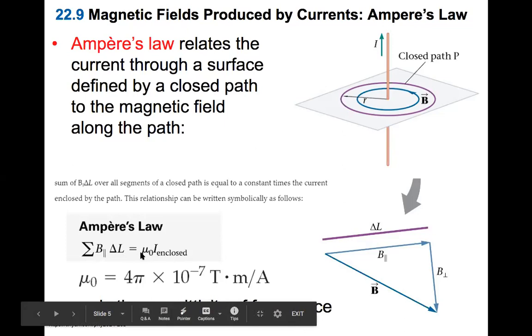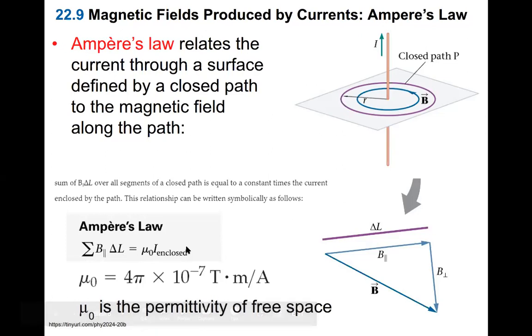That should be equal to a constant called mu naught, the permeability of free space, which is 4 pi times 10 to the negative 7, times the current enclosed. So this circular closed path encloses a current I.